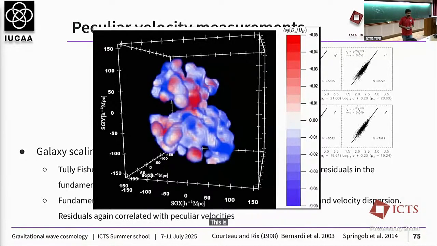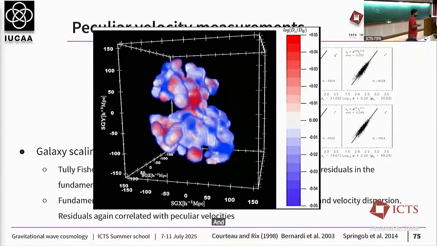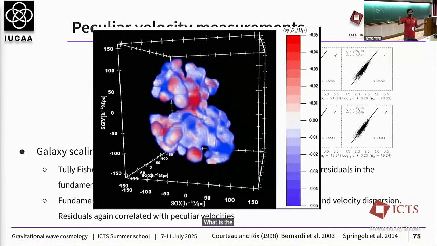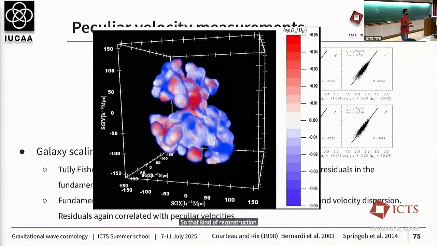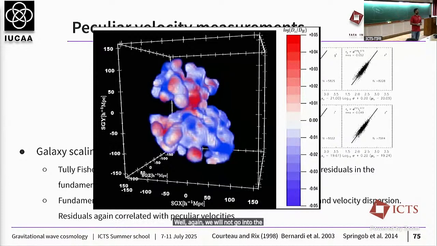There's another thing that people try to do, which is they will take observations of galaxies that are seen in the nearby universe, and they will try to reconstruct the cosmic density field, of what is the dark matter density or the total matter density in which these galaxies lie. And from this reconstructed field, they also work out what should be the velocities of these galaxies. So that kind of reconstruction technique is also used in order to infer the peculiar velocities. Again, we will not go into the details. I just wanted to mention that that's another way that people look at this problem.